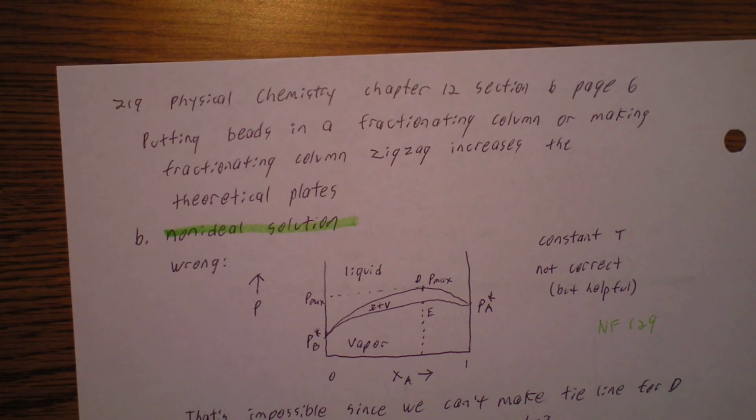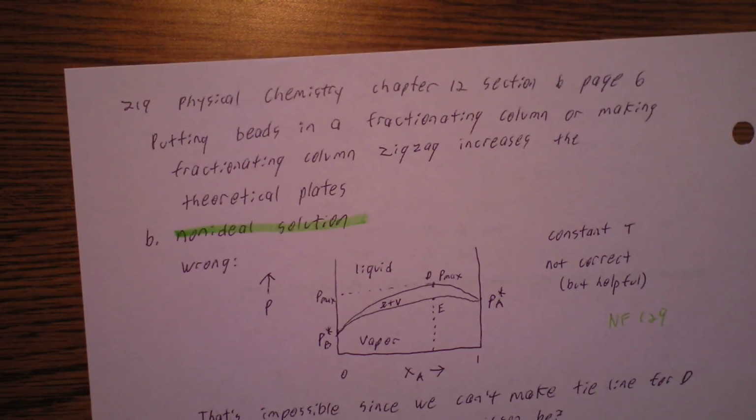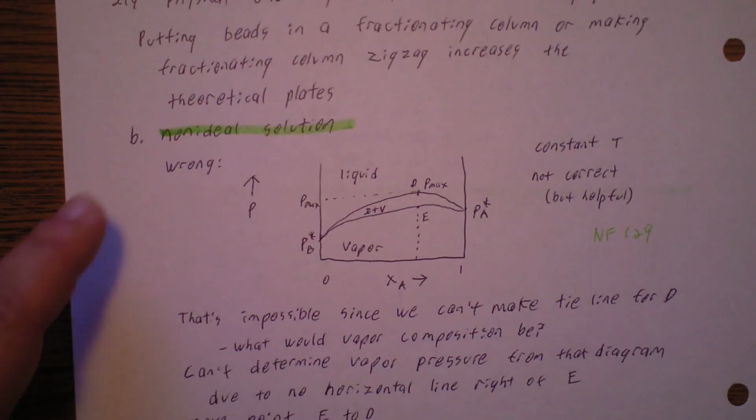Now if we put beads in a fractionating column, or we make the fractionating column zigzag, that'll increase the theoretical plates and help us separate the liquid from the vapor.